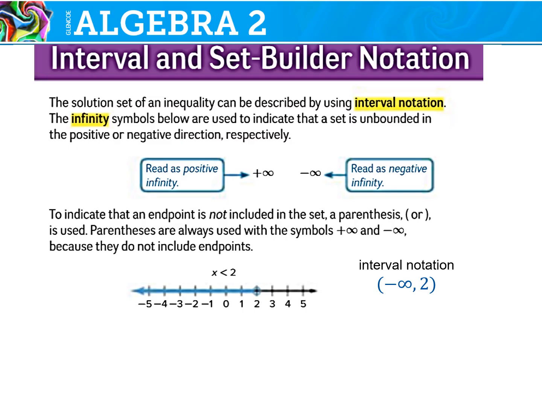To indicate that an endpoint is not included in the set, a parenthesis, either the left or the right, is used. Parentheses are always used with the symbols positive infinity and negative infinity because they do not include endpoints. So there's a graph of x is less than 2. In interval notation, it's going all the way left, keeps going to negative infinity. So we start with a parenthesis and negative infinity, and then we go up to 2, but the 2 is not included, so that is also a parenthesis.